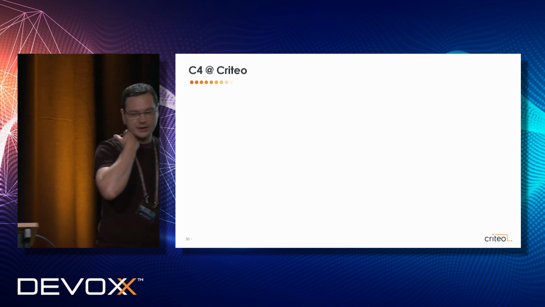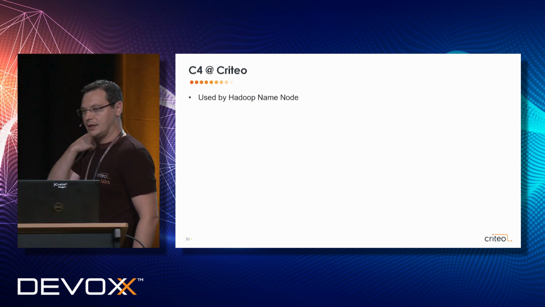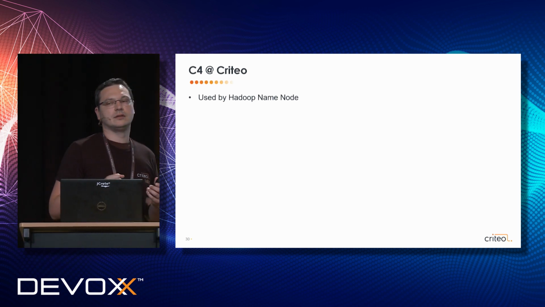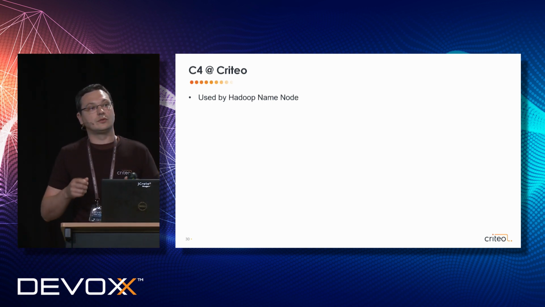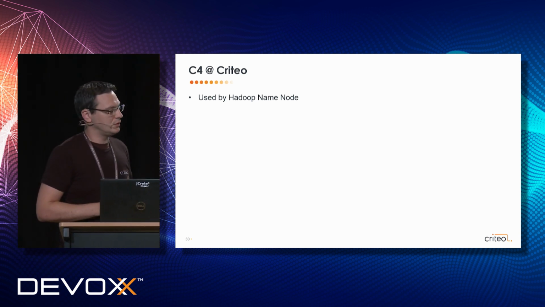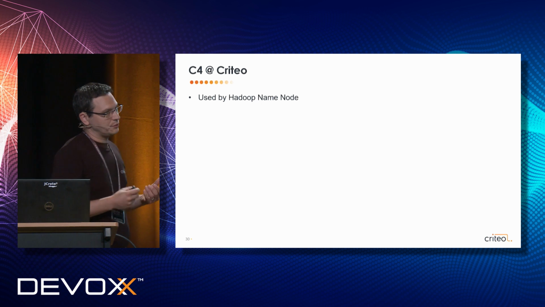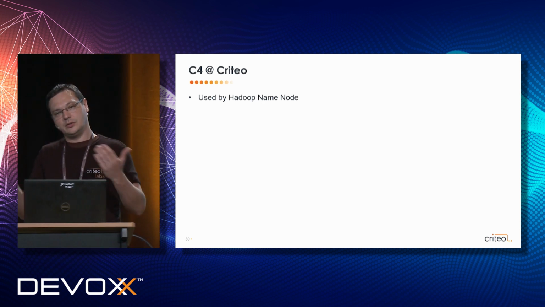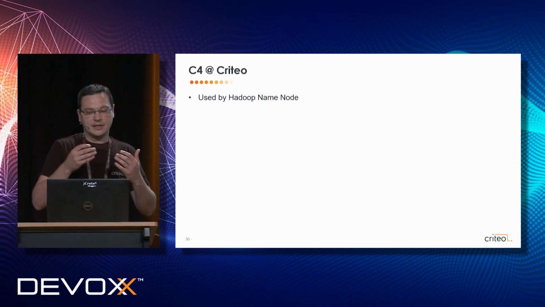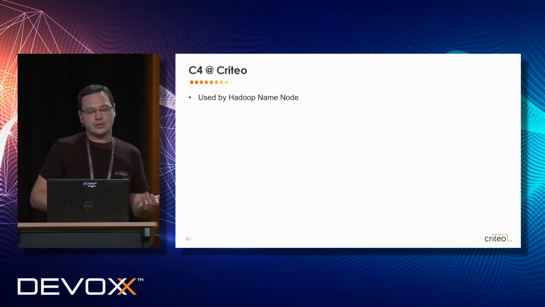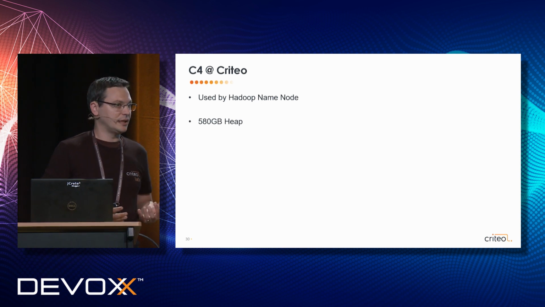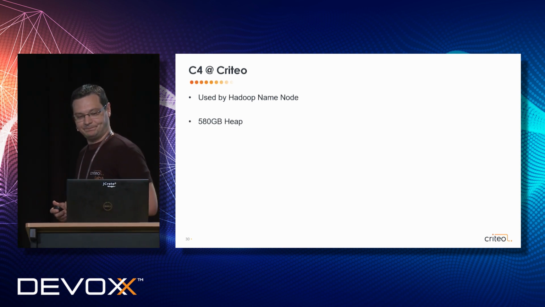So at Criteo, we have a big Hadoop cluster, and in this architecture, there is a name node where all the metadata of the files are stored. So you can have files dispatched on several nodes into the cluster. But to know where those files are located, you have to have an index, and it's stored in this name node. And we have a large cluster, like 2,000 or 3,000 nodes. So we need a very big heap, like 580 gigabytes.